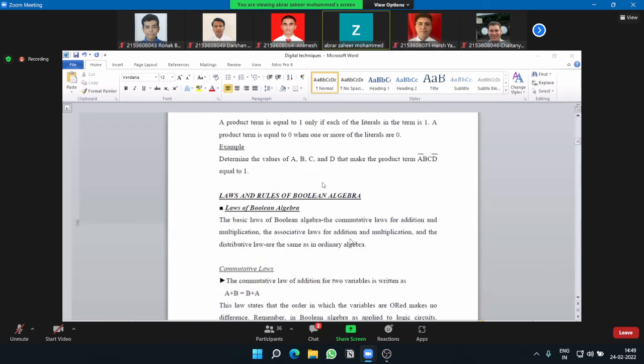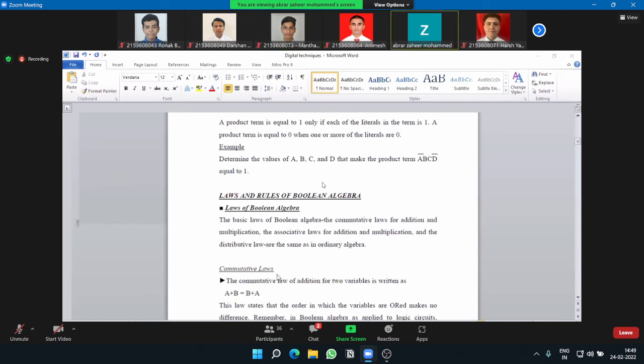So different laws we are going to see. The basic laws of Boolean algebra are the commutative law for addition and multiplication, the associative law for addition and multiplication, and the distributive laws. These are the same as in ordinary algebra that you have seen, no?